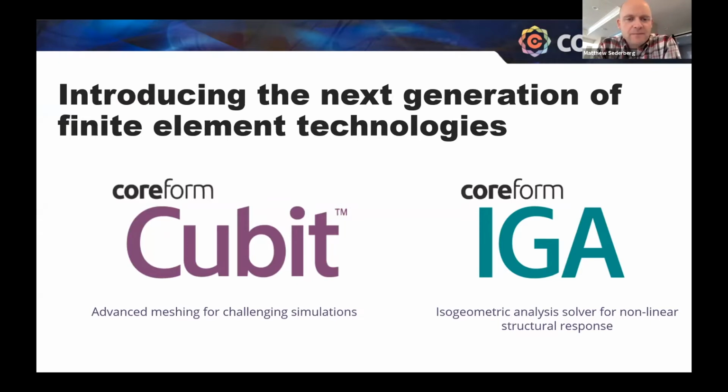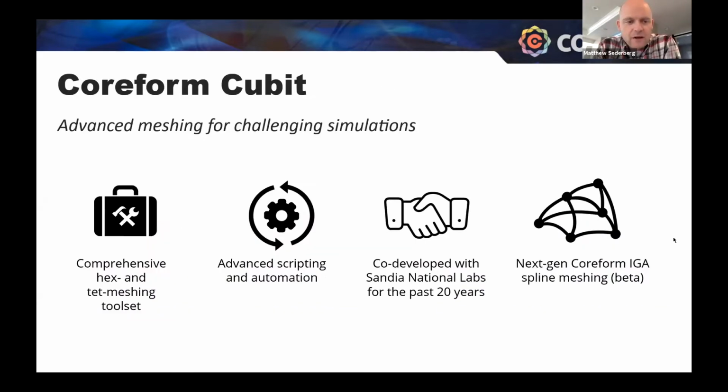And so we acquired the software a couple of years ago to be the foundation of our technology platform for Coreform IGA because of the strong hex meshing in that software. But what was a surprise to me was that about half of the Coreform Cubit users, this is formerly called Trelis, you actually use for CFD meshing. And so that's what we're going to be focused on today, is benefits that you can get from using Coreform Cubit for CFD.